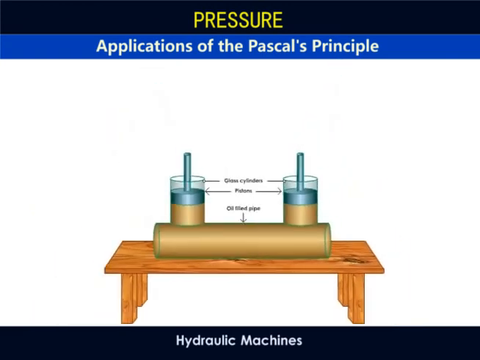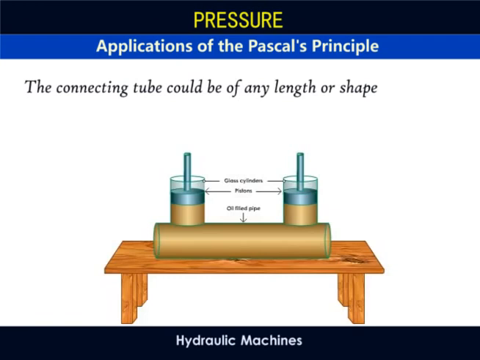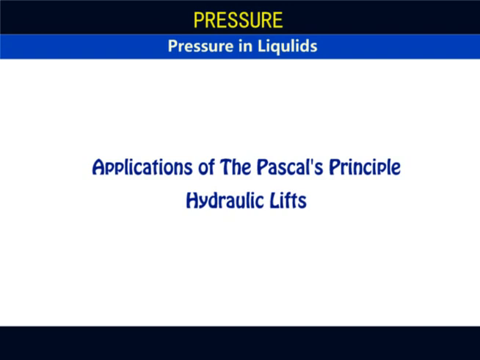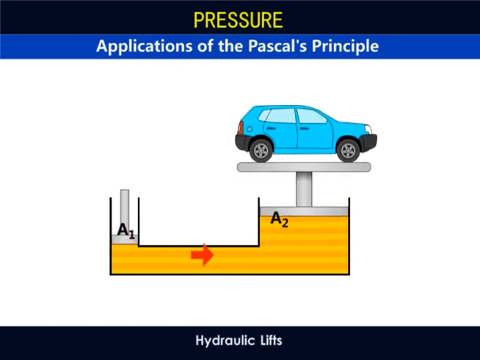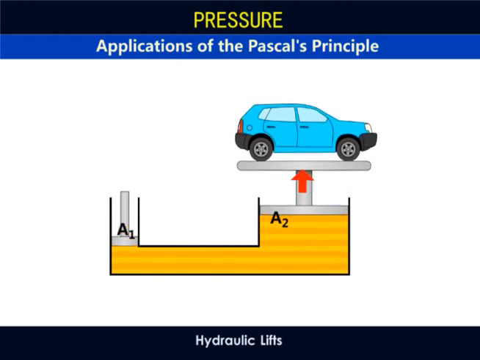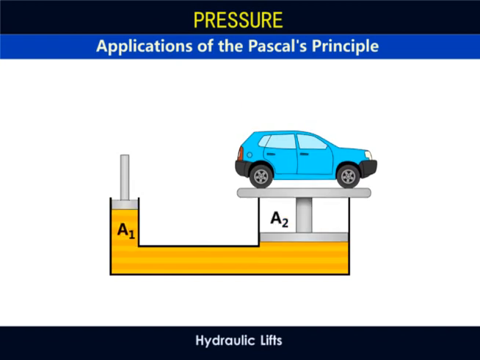An advantage of the hydraulic system is that the connecting tube can be of any length or shape. Another advantage is that it can multiply force. This is done by using pistons of different cross-sectional area. Let's see the hydraulic lift. This is a hydraulic lift. The two cylinders have different cross-sectional area. A small force applied on the small piston is multiplied and can lift a heavy load on the larger piston. This is how it multiplies force.